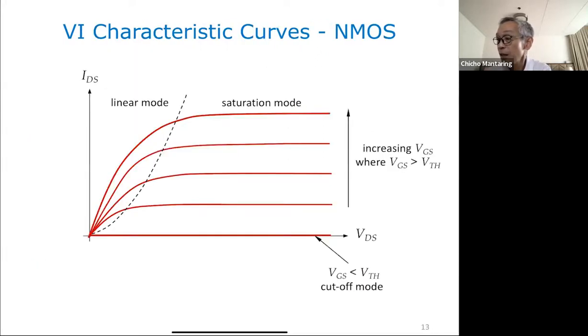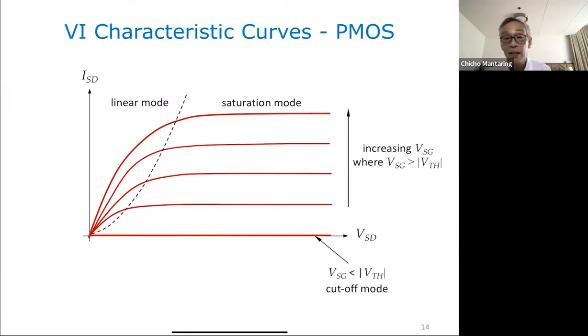So these are your characteristic curves. Okay, so this is in increasing value of VGS. So in saturation, we mentioned that the value of your current, IDS, is not dependent on VDS. It will just depend on VGS. As you increase VGS, you increase the current in saturation mode. So this is for NMOS.